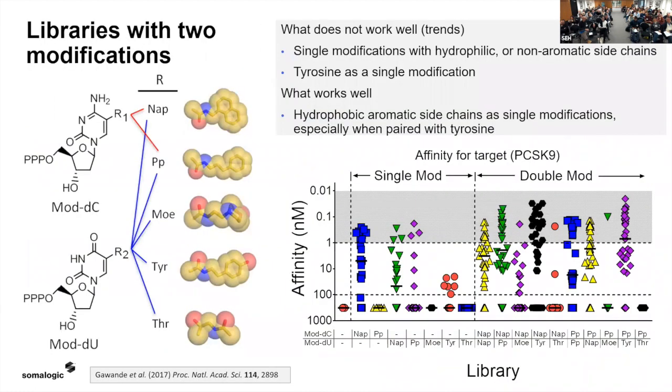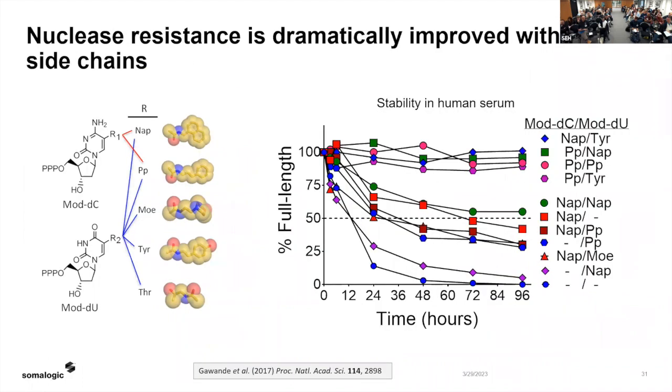We have done some work with two modifications. The only thing I'm going to say about this, I know it's a complex slide, is that many of the single modifications in libraries, aside from the hydrophobic aromatic ones, are really not very good. Morpholino, not much different than DNA. Even tyrosine by itself is not all that great, but when you couple a tyrosine side chain, which is one of the most overrepresented amino acids in antibody CDRs, you get some of the best. And we do get much better nuclease resistance when you have this side chain.